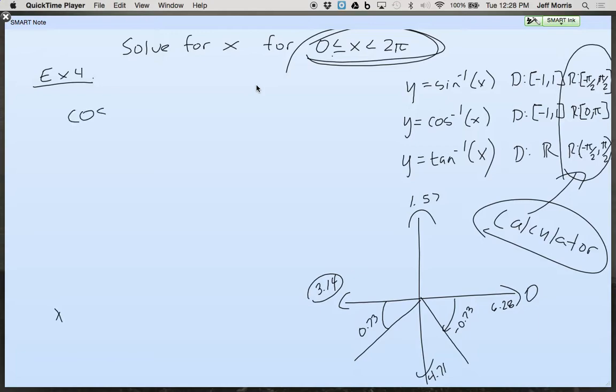All right, cosine is the one that most people struggle with. Let's make sure it's negative. Positive you're not going to have a problem with. It's negative stuff that you have a problem with. All right, inverse cosine of negative 1/4. Quick. Got to be quick here.